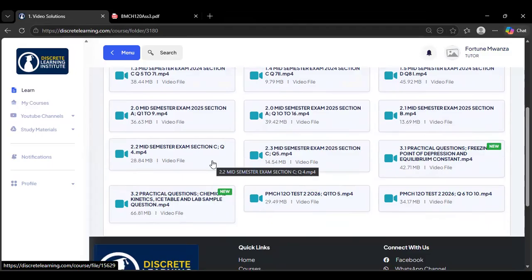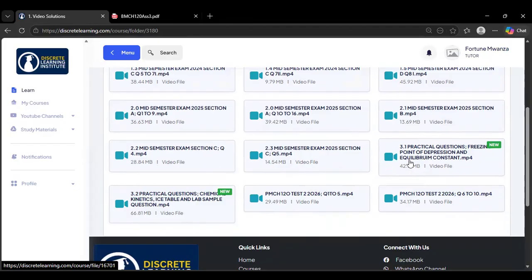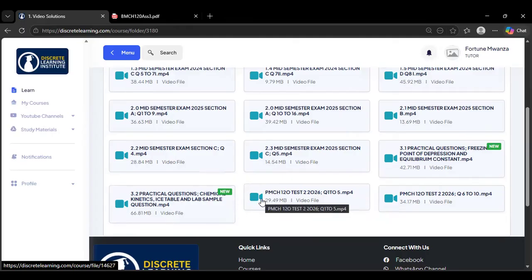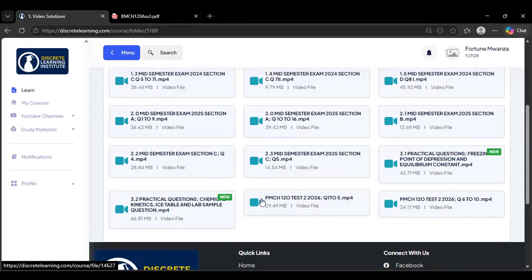For the practical questions, we have this one here. You find that all those practical questions were solved: freezing point depression, equilibrium constant, the chemical kinetics question, the ICE table question, and the lab sample. The last question was also solved. You can also access the quizzes that you had, the test quizzes. You can find them on the website, and the other videos.